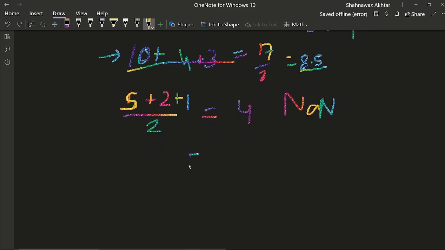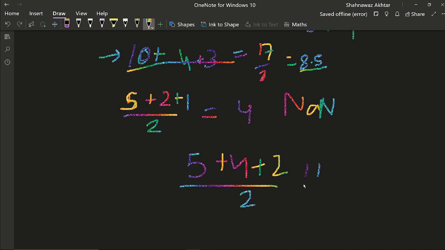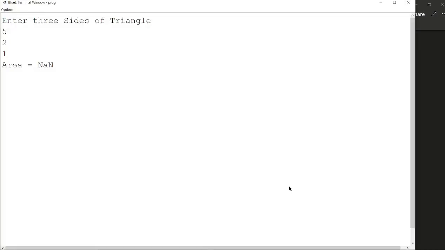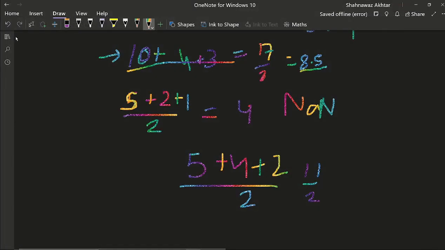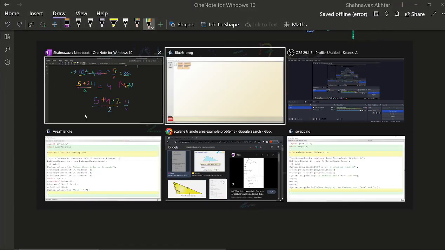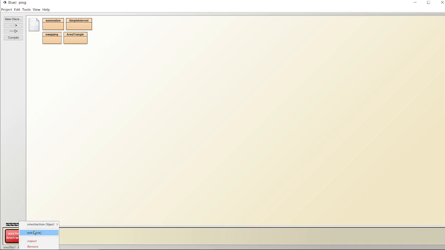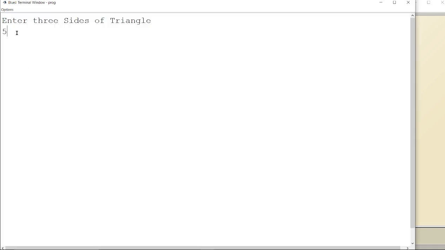Okay. So now 5, 4, and if I say 2, then what is it? 11 by 2, which is 5.5. Okay. 5, 4, and 2 or 3. Okay. If I take this 5, 4, and 2. See, this time the area has been calculated.